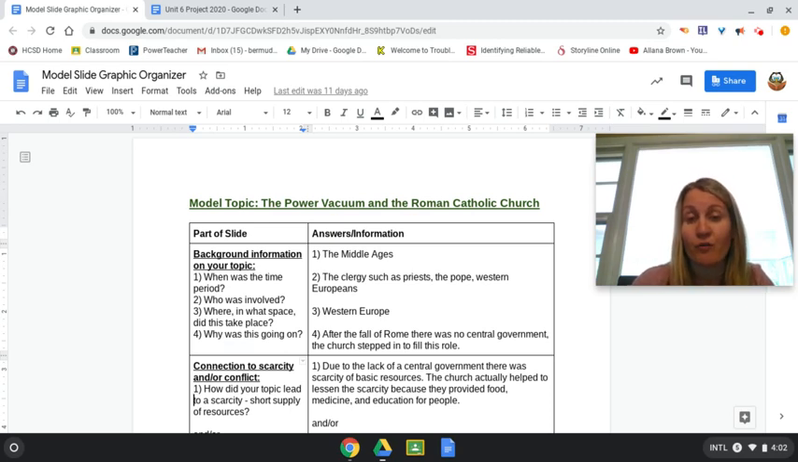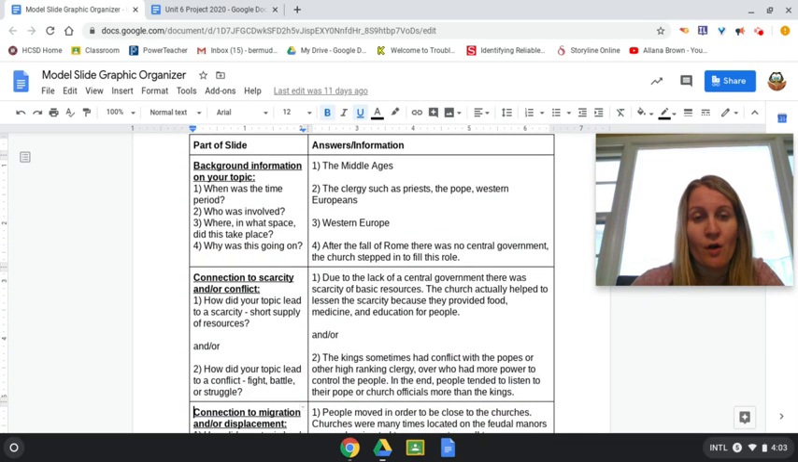And after the fall of Rome, there was no central government. The church stepped in to fill this role. That's the general idea of what's going on. So you can see it's very clearly answered there. For connection to scarcity or conflict, there are 2 answers here. You don't need to have both, but it just shows that you could.